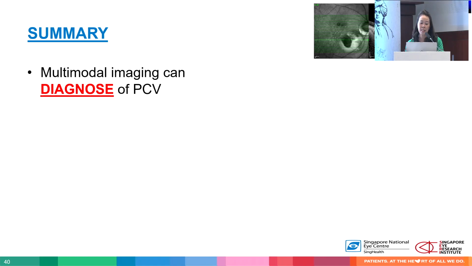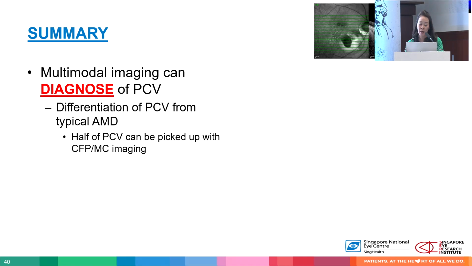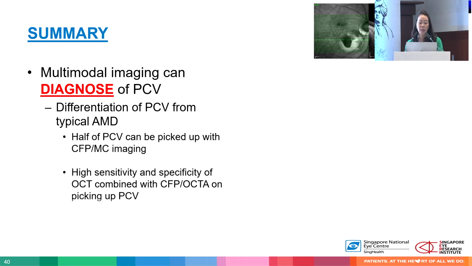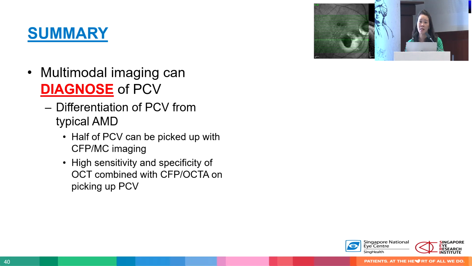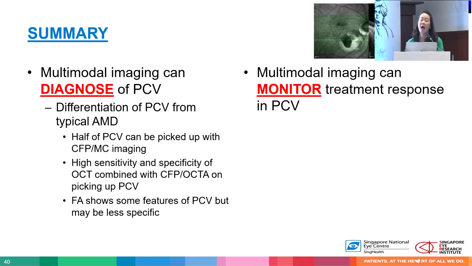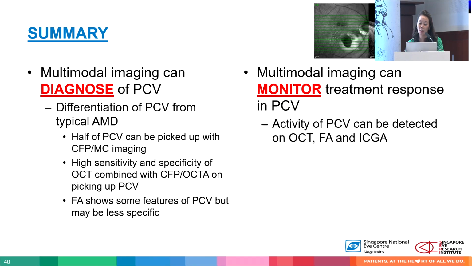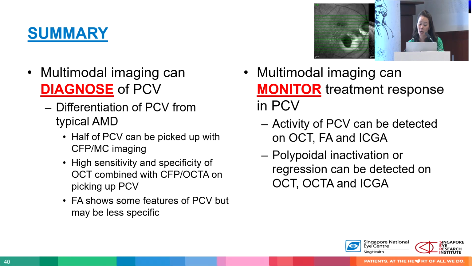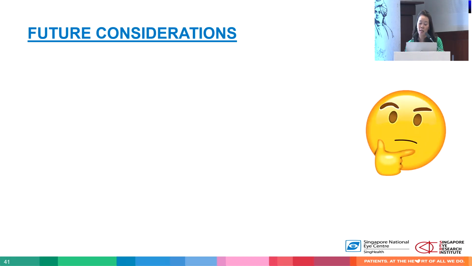So in summary, you can see that multimodal imaging can not only diagnose PCV and differentiate it from typical AMD, but half of the PCV can be picked up with color fundus photo and multicolor imaging alone. With the addition of OCT, you can get high sensitivity and specificity to pick up PCV. FFA shows some features of PCV, like its activity and leakage, but it's less specific for the diagnosis of PCV. And we can use multimodal imaging to monitor the treatment response in PCV, and the activity of PCV can be detected on OCT, FFA, and ICGA, and polypoidal inactivation or regression can be detected on OCT, OCTA, and ICGA.